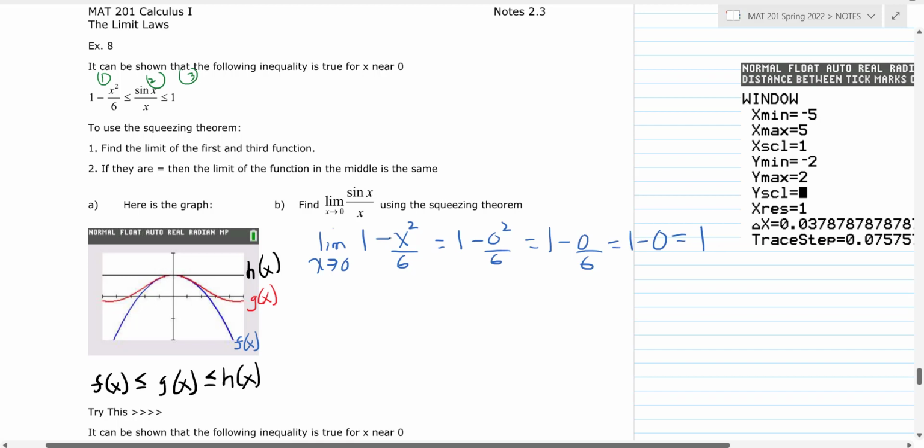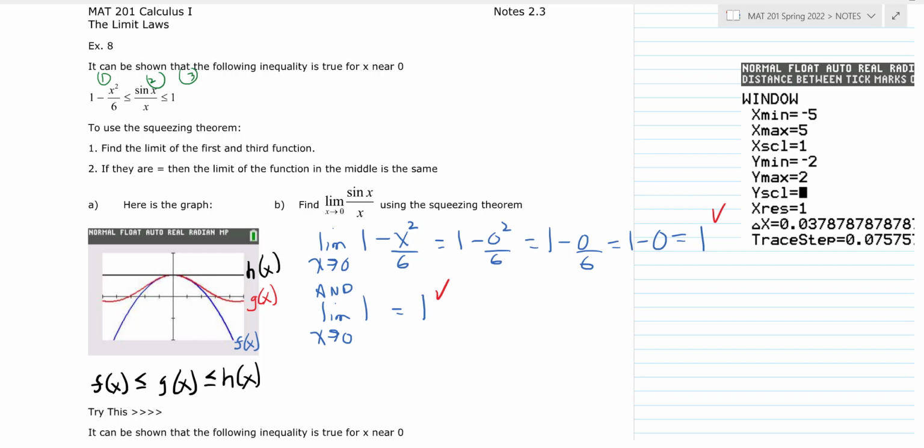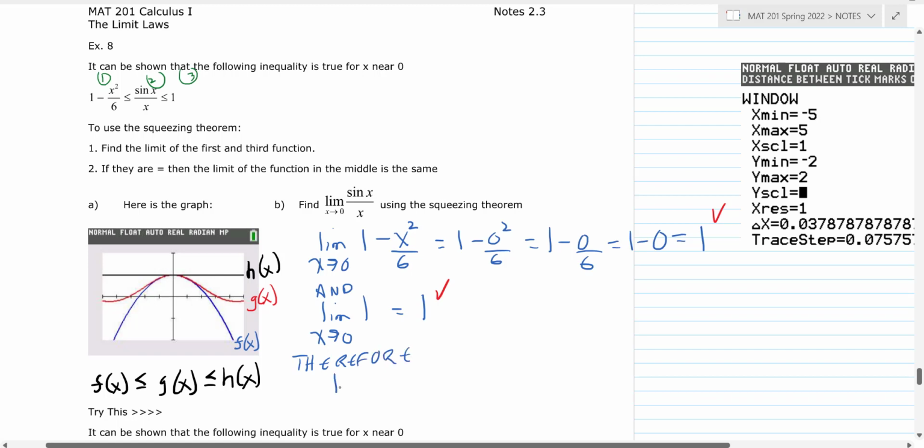Now the next thing we do is the limit of the third function. So we do the limit as x goes to 0 of 1. The limit of a constant is always equal to that value, so that's also equal to 1. What I want you to notice is they both turned out to have exactly the same value, so we can now conclude, therefore, the limit of the function in the middle is also going to be equal to 1.